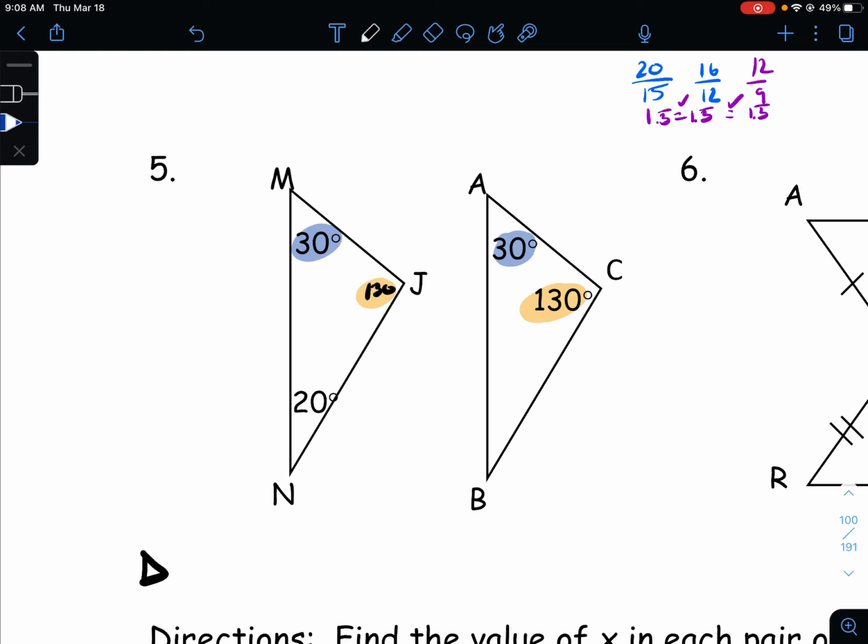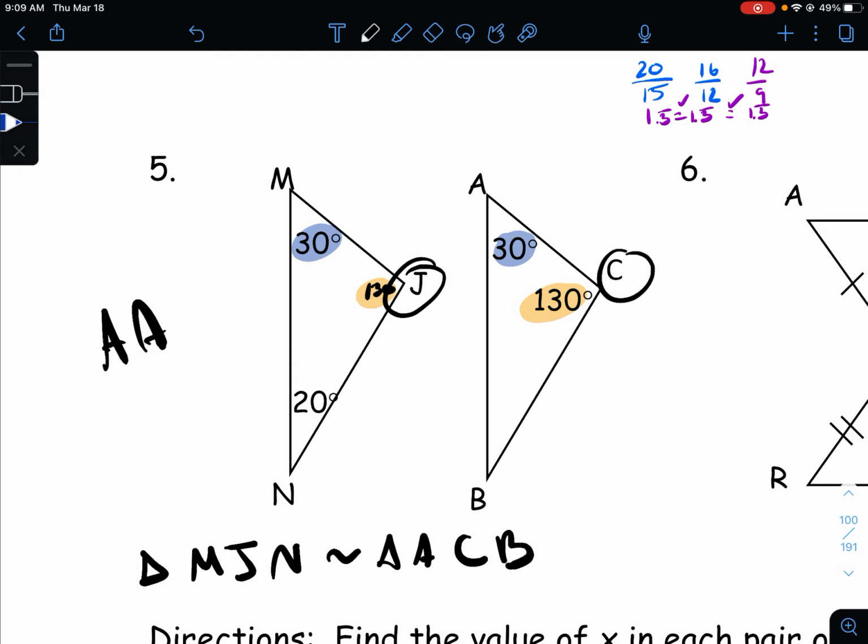So we'll go ahead and label this first triangle. So we get triangle MJN is similar to, and then M and A go together. So it's going to be triangle A. J and C go together. So it's going to be C. And then N and B go together. So B.